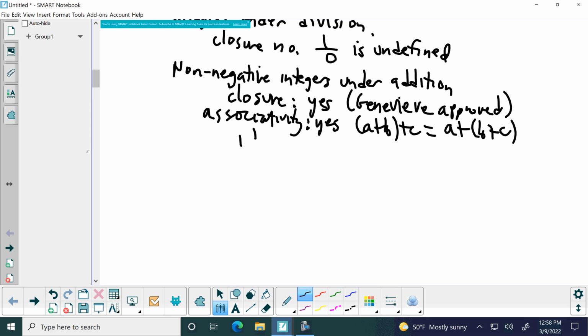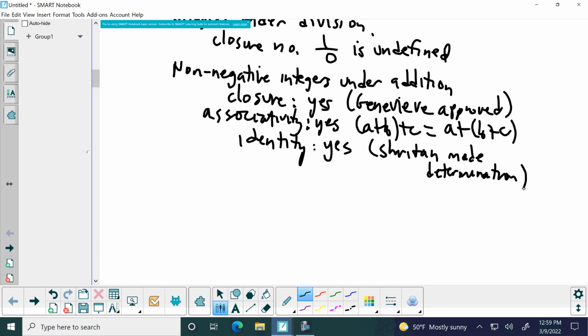All right, what about identity? Does there exist an identity here? Is it true that there's some special element such that A plus that special element is A, and it's a non-negative integer? Yep, 0. Very good. So this is yes, and the identity is 0.